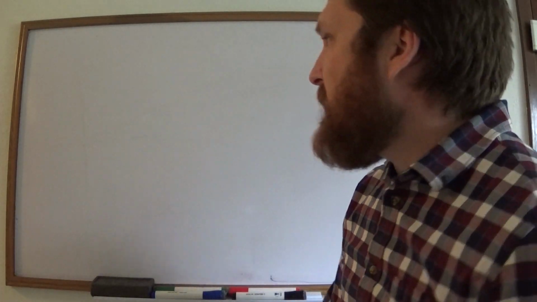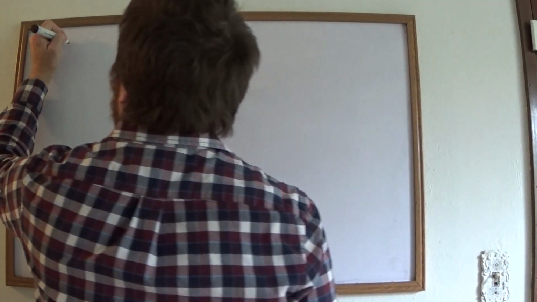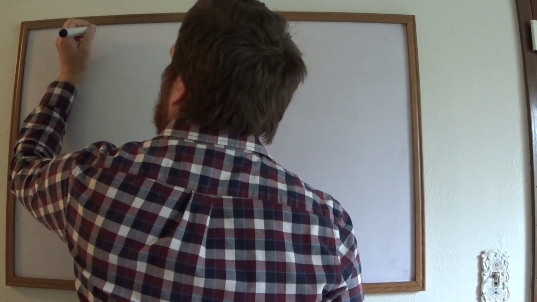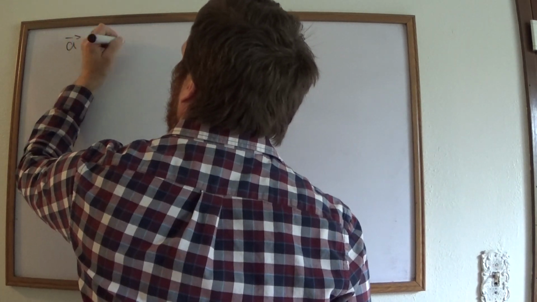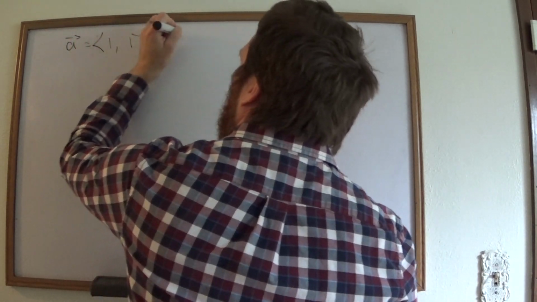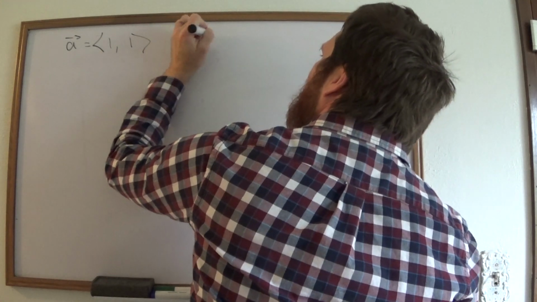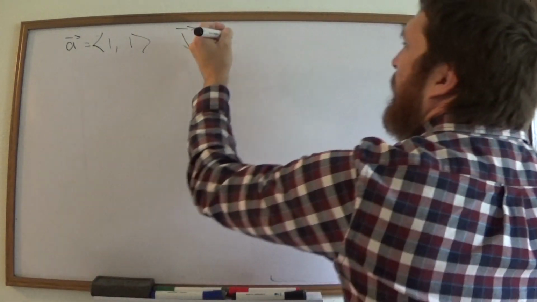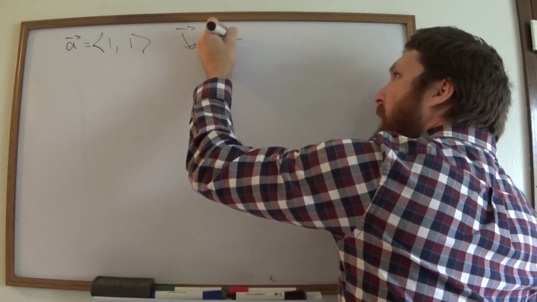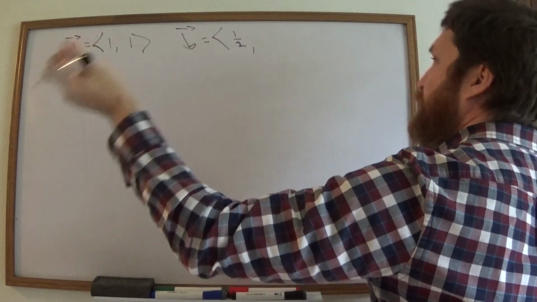Now, there's one more thing to talk about, or r equals sine of theta. Let's take two vectors, and let's do A and B again. A is equal to, I don't know, how about (1, 1). And B is equal to, let's go (1/2, -1).